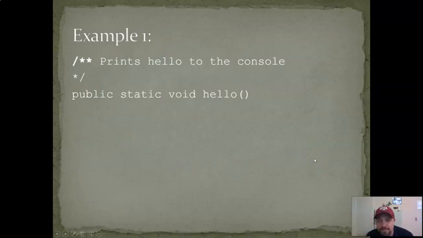Example 1. This method doesn't have a whole lot going on. Prints hello to the console. We're not actually going to look at the method code because it's unimportant, because this is just documenting what it does. And using procedural abstraction, it doesn't really matter what the code looks like.